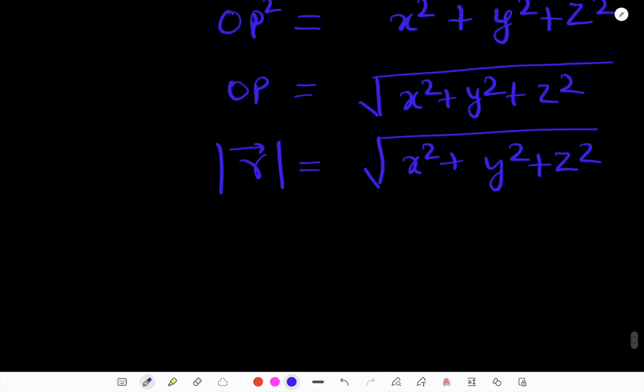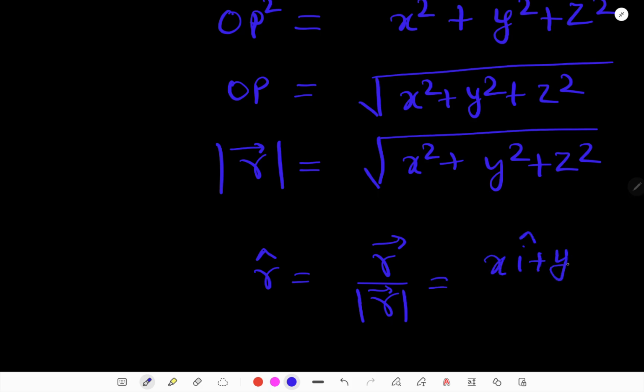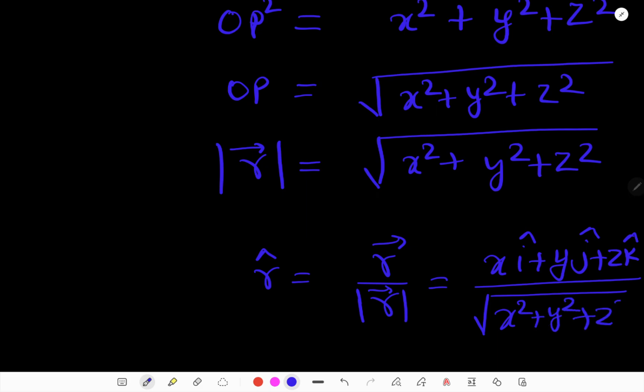Now we can write unit vector r cap is equal to vector r upon magnitude of vector r. So we can write xi cap plus yj cap plus zk cap divided by root of x square plus y square plus z square.